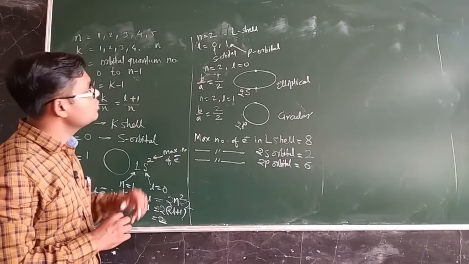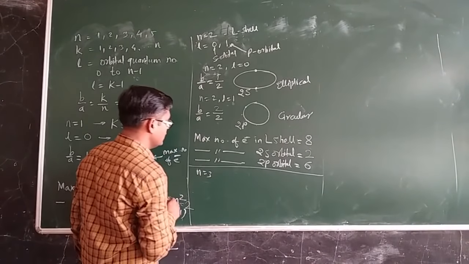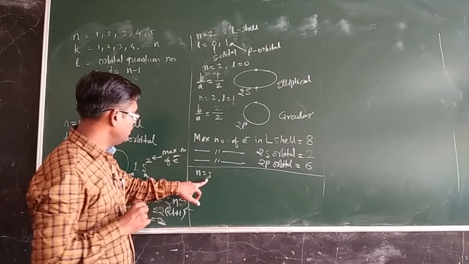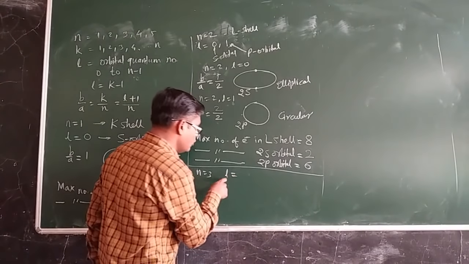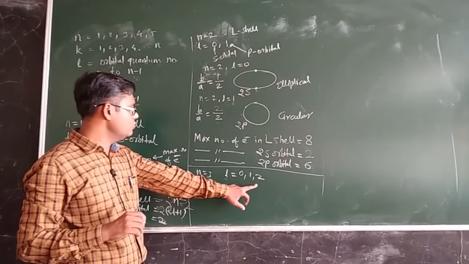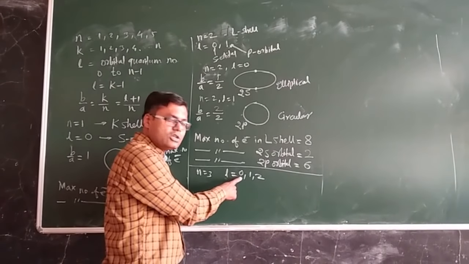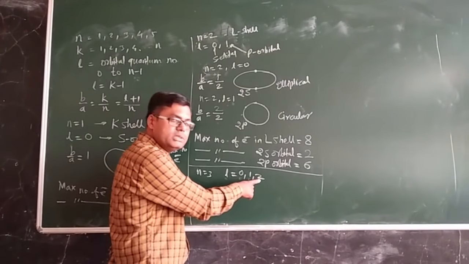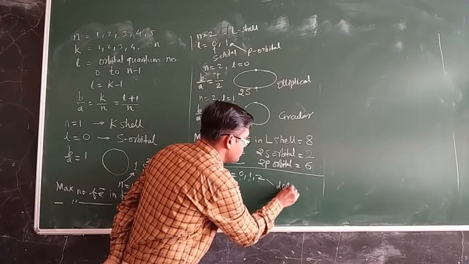Now if n is equal to 3, it will be called the M shell, right? For n equal to 3, the allowed values for l will be 0, 1, 2. Now again, l equal to 0 means s orbital, l equal to 1 means p orbital, and l equal to 2 means d orbital.